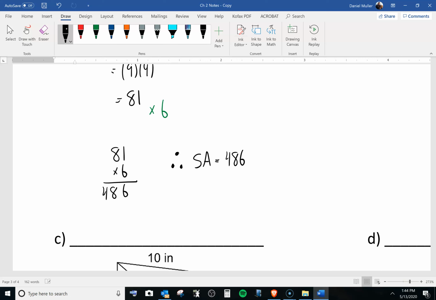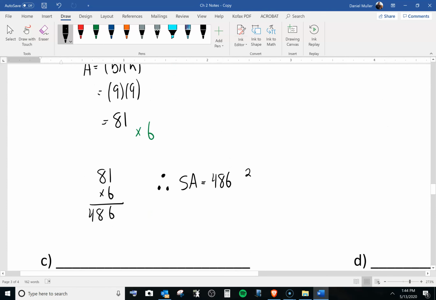486. Now, area is squared. We're not finding the volume. The volume of a 3D shape, that's the space that it takes up, the space inside, that would be cubed. Here we're doing the area of all 6 sides, so it's going to be squared. I just don't remember if it's inches. No, centimeters. So that is it, 486 centimeters squared.